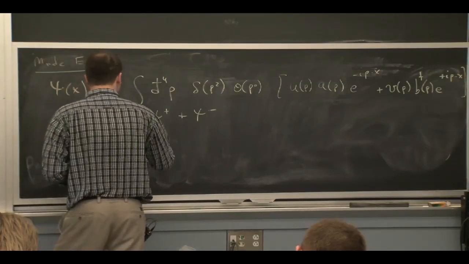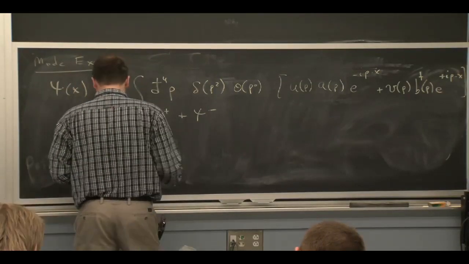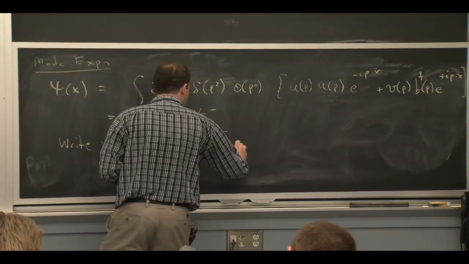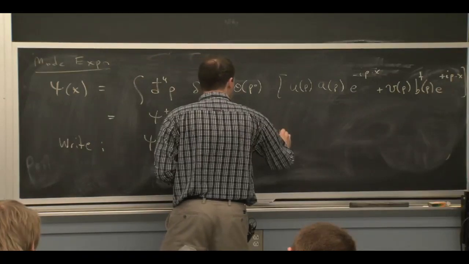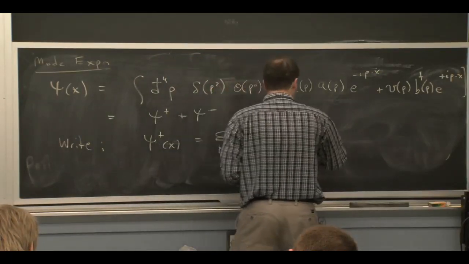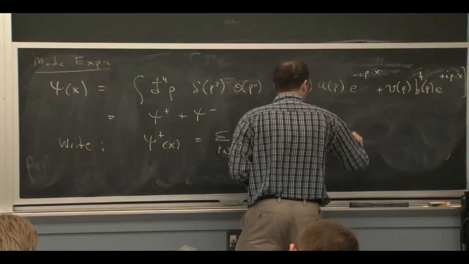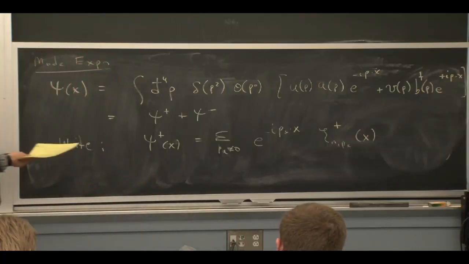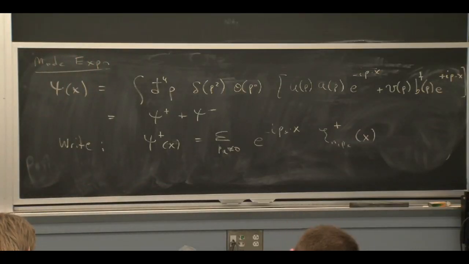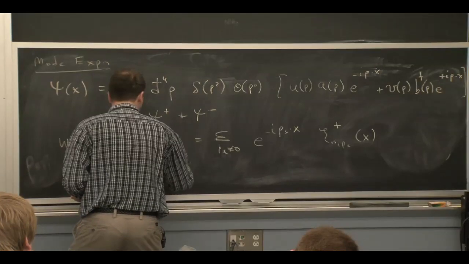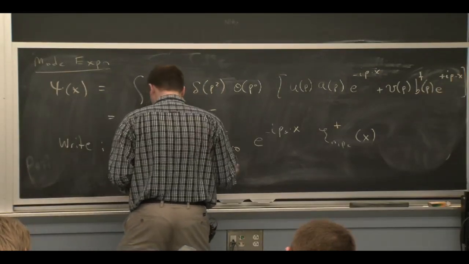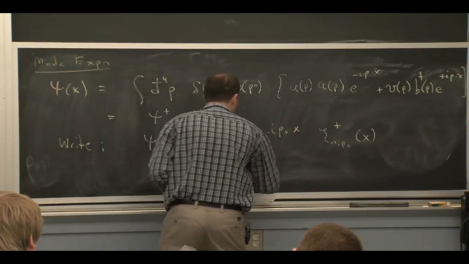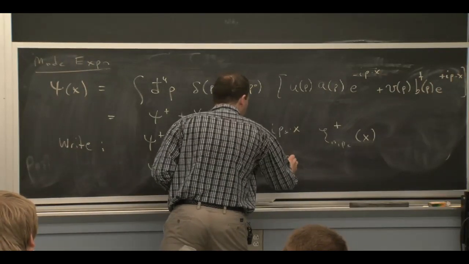So for psi plus of x, we have a sum over p_L not equal to 0, e to the minus i p_L dot x, of a c_n p_L plus of x. And if we were to repeat everything we did for this case, then what we would get for psi minus, and this is why I say that they want to look like separate fields, is we'd get a plus i p_L dot x.